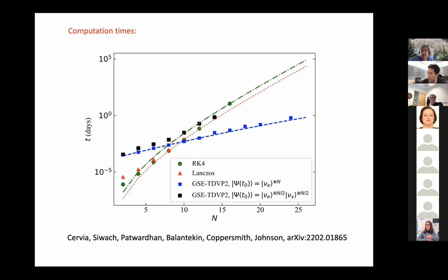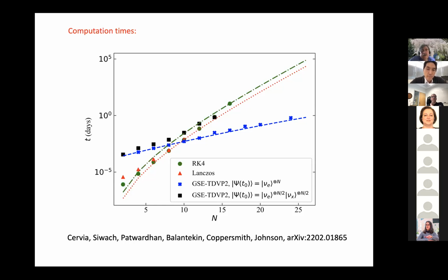We also looked at the Lanczos algorithm, which of course is a popular algorithm in nuclear physics. The Lanczos algorithm is increasing a bit slower for larger n, but it's still increasing more or less exponentially. And then we show you the two tensor method calculations. One, the blue crosses, is where the initial state is all electron neutrinos.